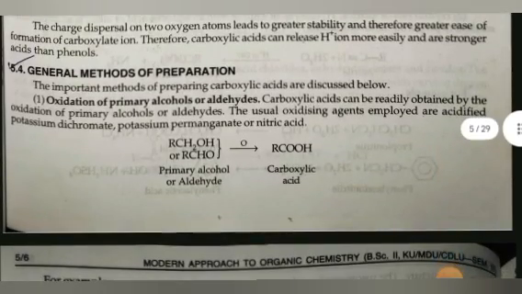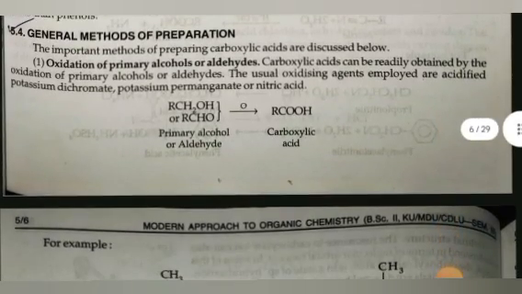General methods of preparation. The important methods of preparing carboxylic acids are discussed below. First is oxidation of primary alcohol or aldehyde. Carboxylic acids can be readily obtained by the oxidation of primary alcohol or aldehyde. The usual oxidizing agents employed are acidified potassium dichromate, potassium permanganate, or nitric acid. Primary alcohol or aldehyde in the presence of oxygen gives rise to carboxylic acid.